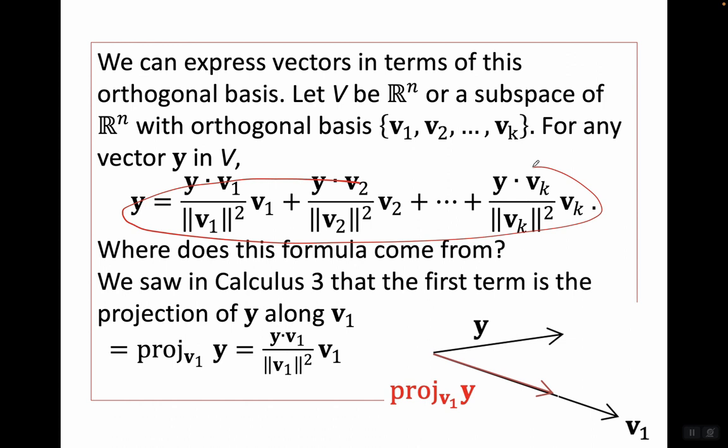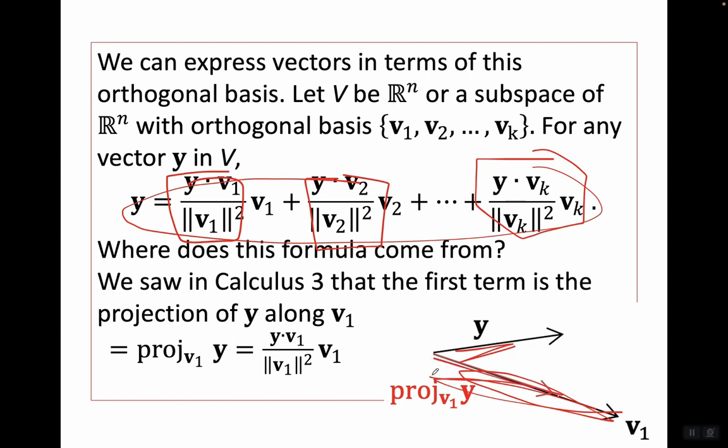Where does this formula come from? Well, we saw in Calculus 3 that this first term here is the projection of y along v1. In the same way, this is the projection of y along v2, and this is the projection of y along vk. Here's what we mean by this. If you have this vector v1, and this vector is y, the projection of y along v1 is basically the vector that you get if you drop a perpendicular from the head of y to v1. It's this vector here, from the tail of y to the place where you drop the perpendicular.